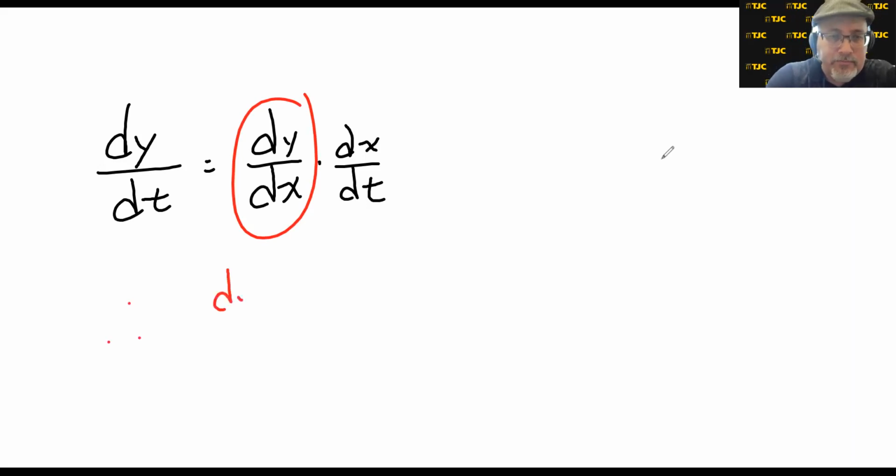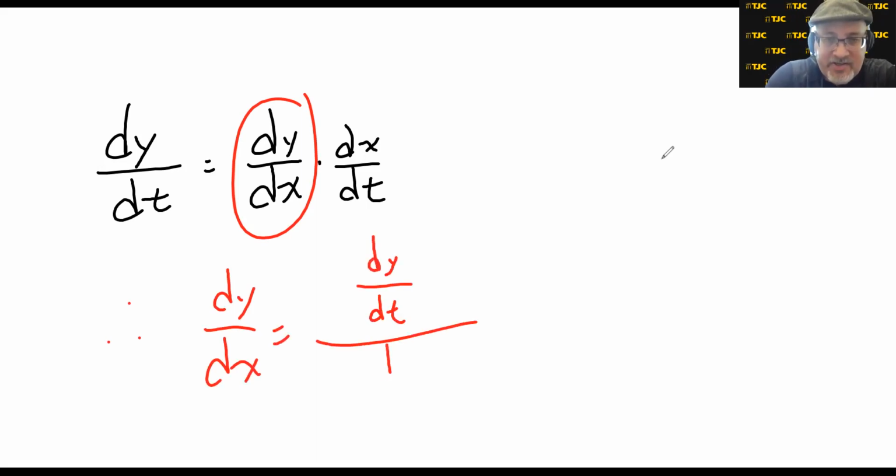Therefore, dy/dx is equal to dy/dt over dx/dt. And although the dt's don't technically cancel, if you thought about this as one fraction over another, the dt's would cancel, leaving you dy over dx. So it just looks like the correct setup, and it is.